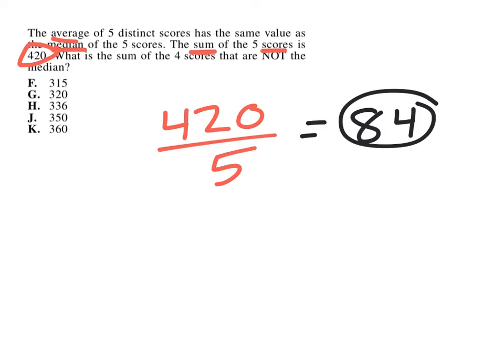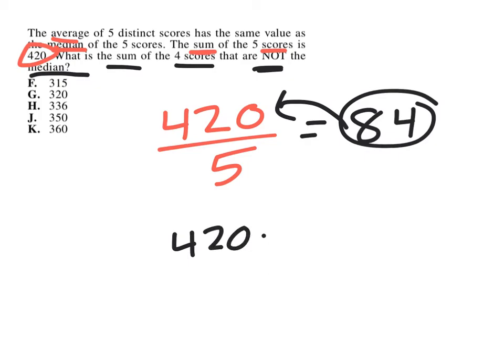Now it wants to know what is the sum of the 4 scores that are not the median. Well, again, it tells us 84 is the average, and we know 84 is also the median because the average is the same as the median. So I could take 84 out of that 420. So 420 minus 84, that would give me a value of 430.